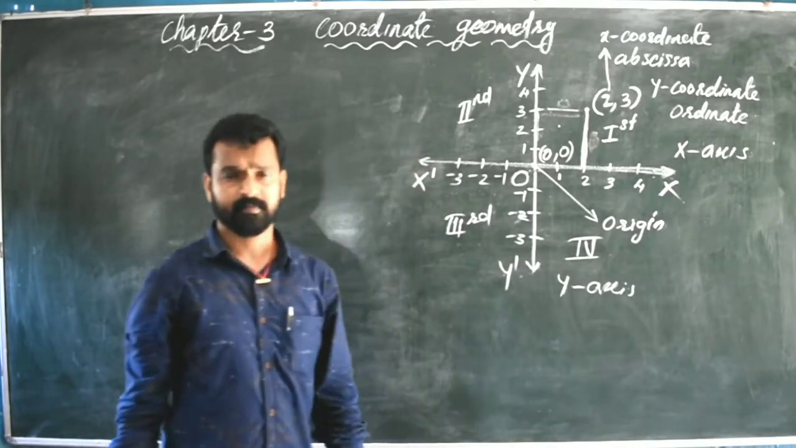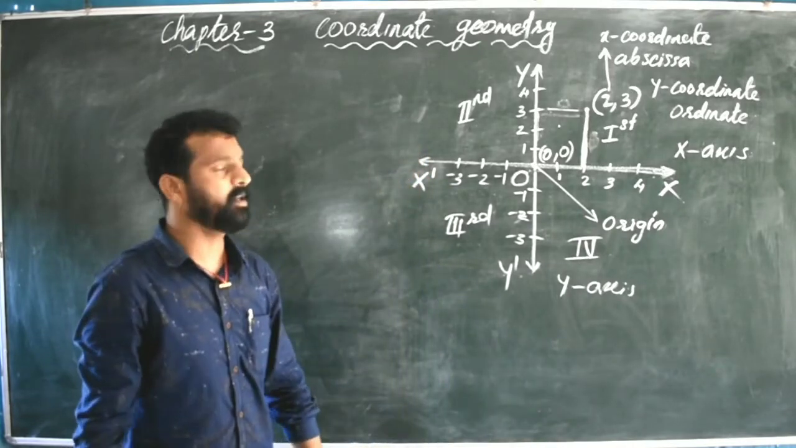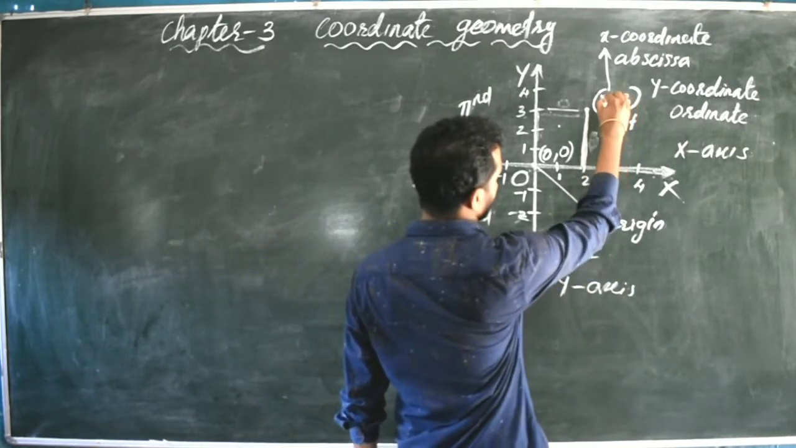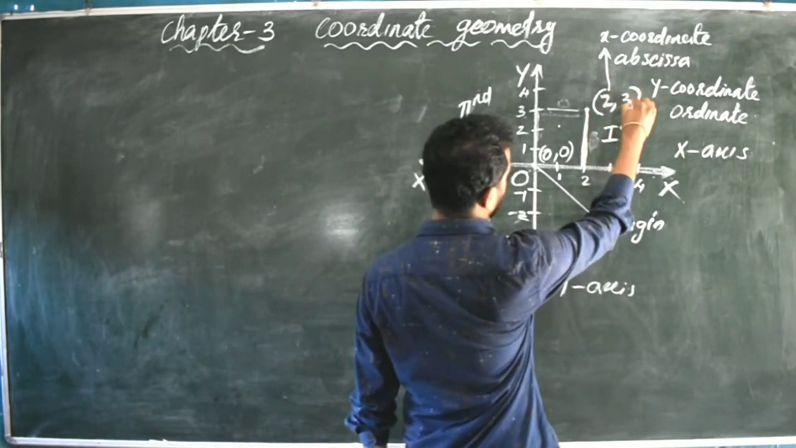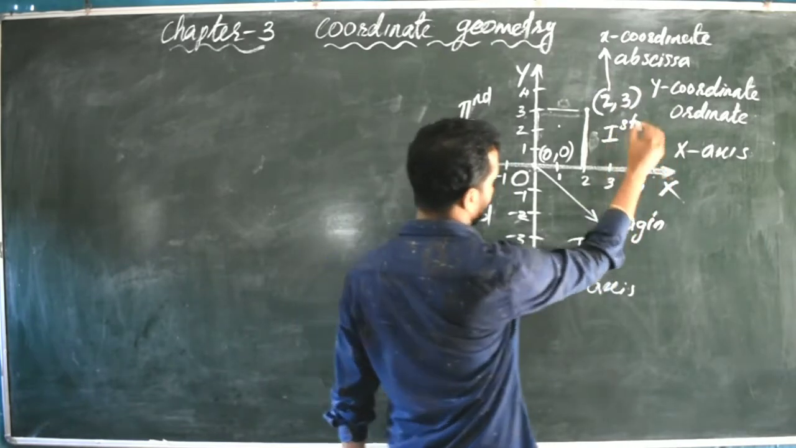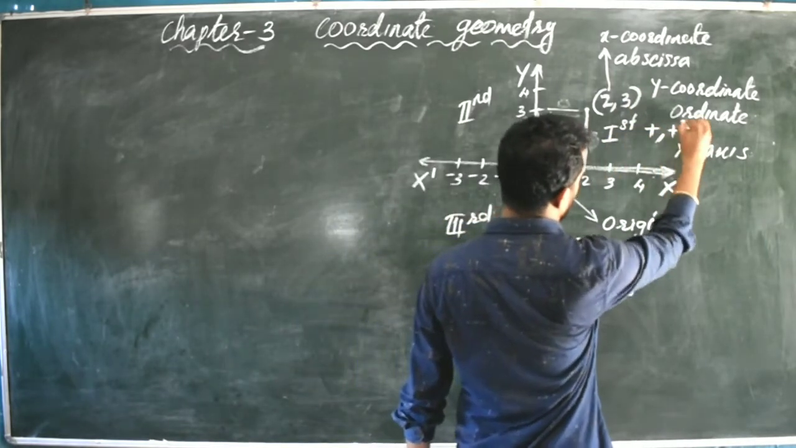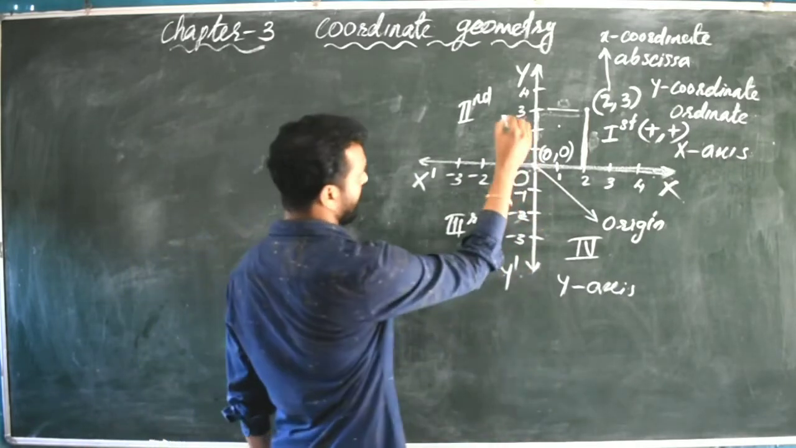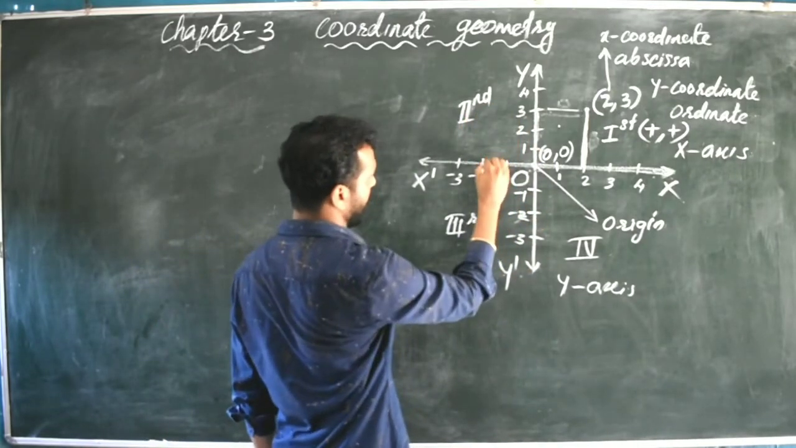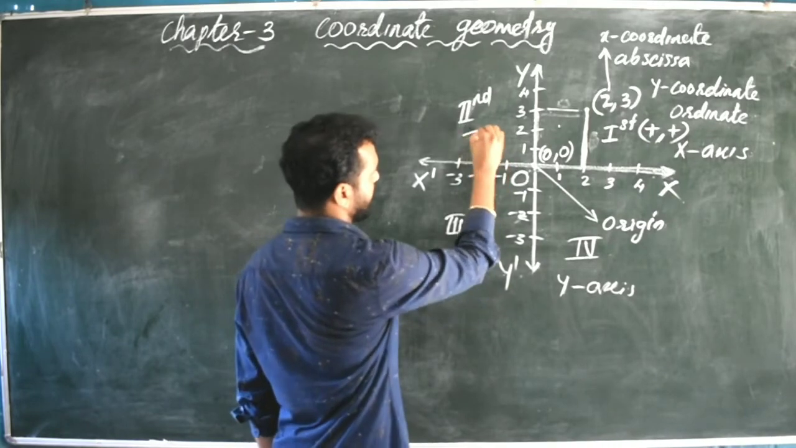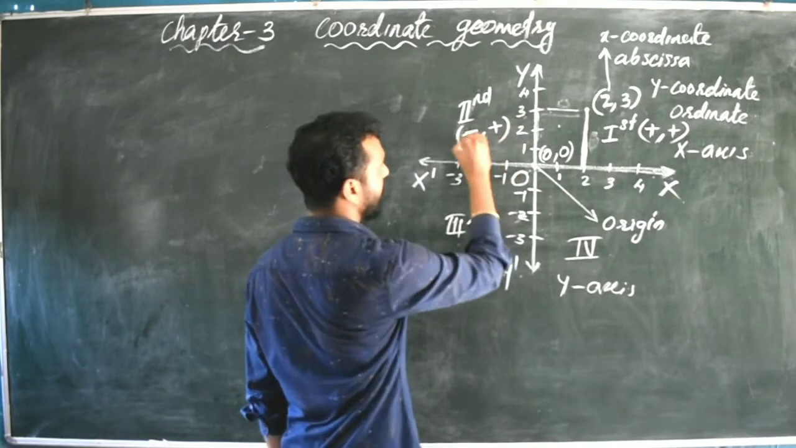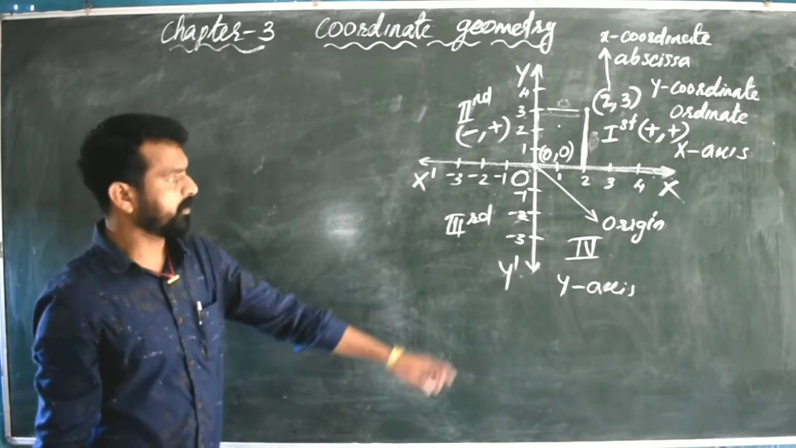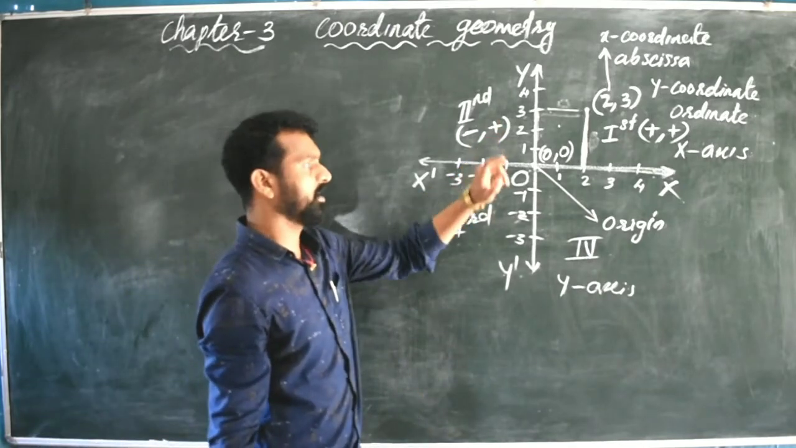Now you see the sign convention of the points. Here you see in the first quadrant the x coordinate is positive and the y coordinate is also positive. So in the first quadrant both are positive. Then what will be there in the second quadrant? In the second quadrant, the x coordinate is negative and the y coordinate will be positive. The x coordinate or abscissa will be negative and the y coordinate or ordinate will be positive.